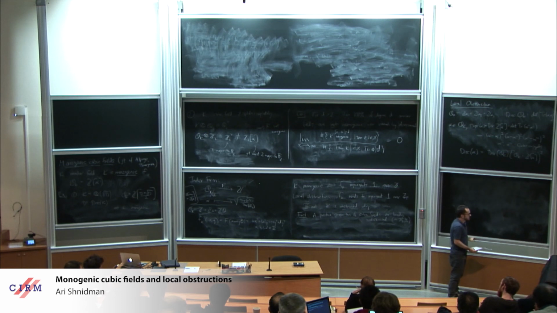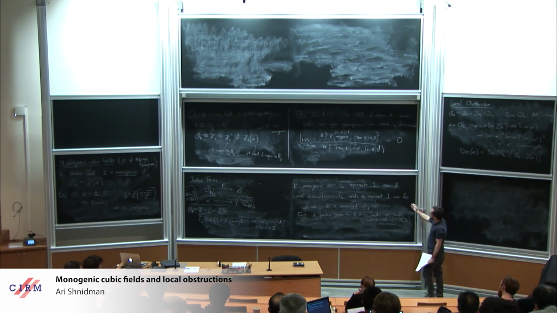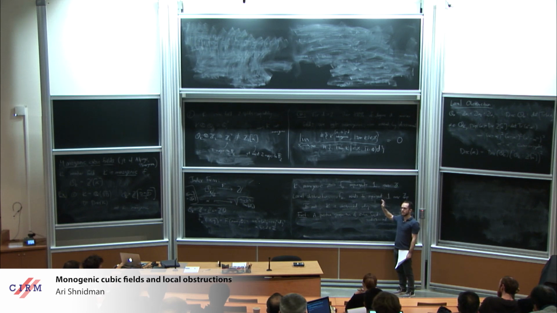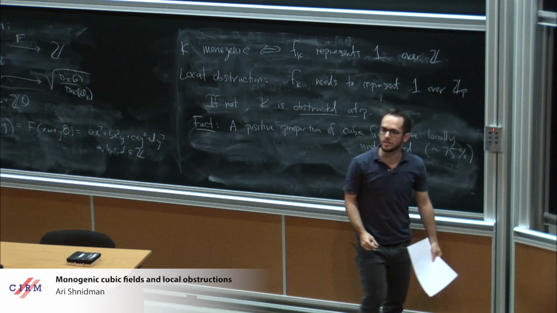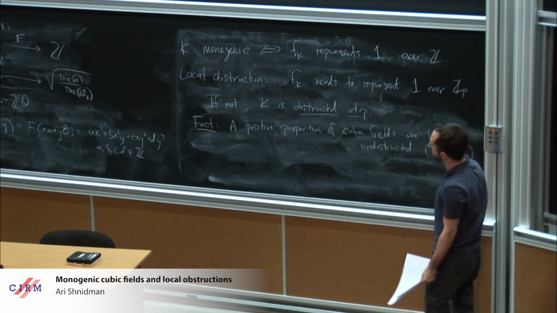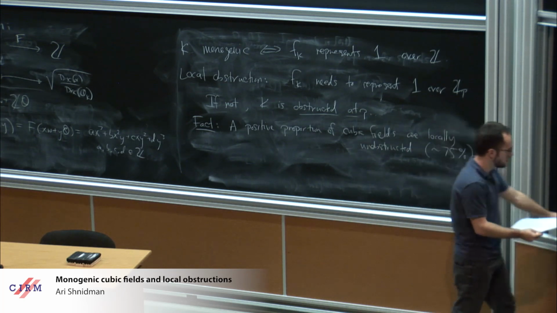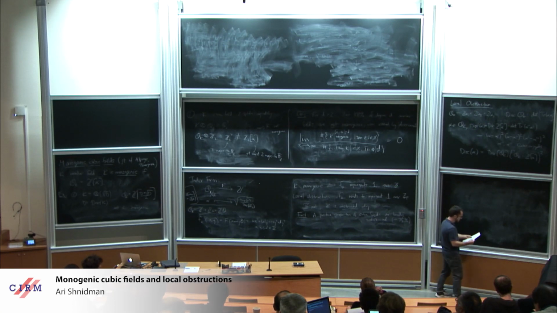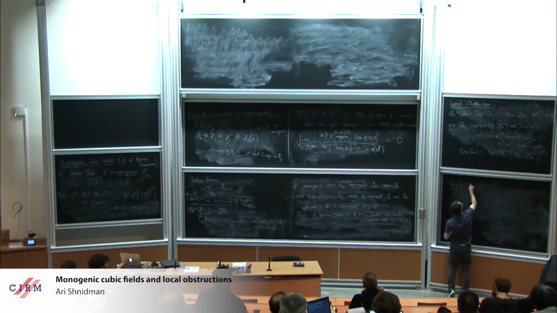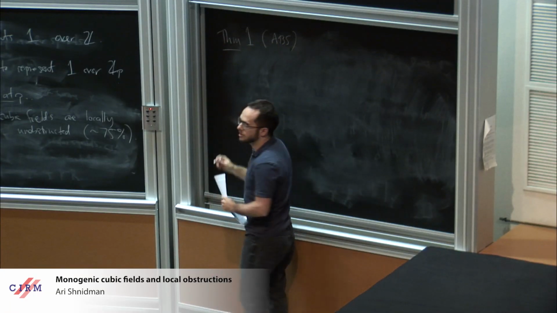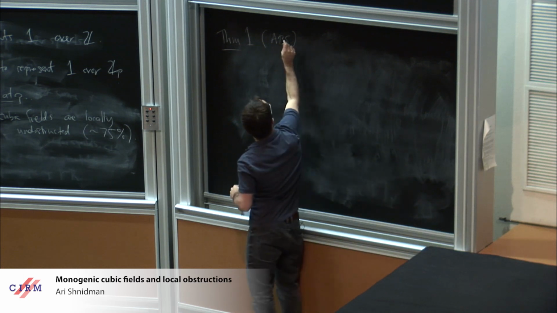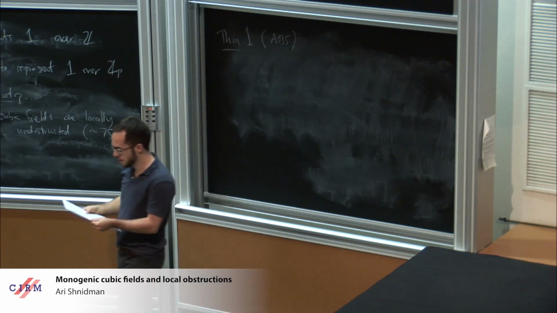Until now, this gives you that around 25% of cubic fields are not monogenic, and that's the extent to which there is progress on that conjecture for cubic fields towards the 100%. But today I want to explain a sketch of a proof of a theorem with the collaborators that I mentioned, where we go beyond the easier local obstructions.